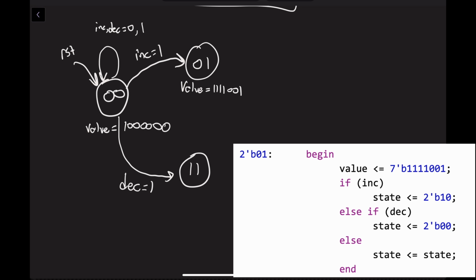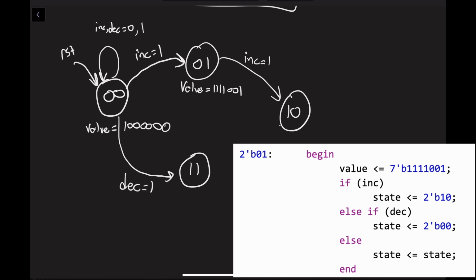Great. And then if my increment is equal to 1, move to a state we don't know, so I'm going to put it out here, 10. So now that we have, if increment is equal to 1, we're going to move down here. If decrement is equal to 1, it looks like I need to go back to state 00.